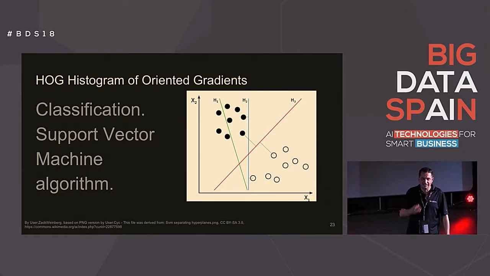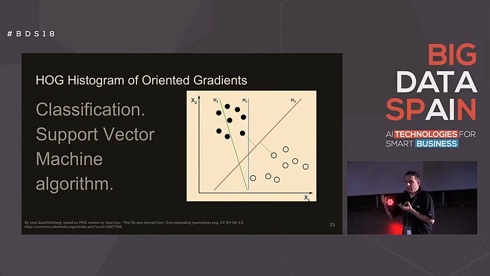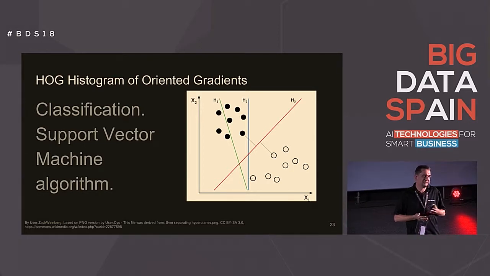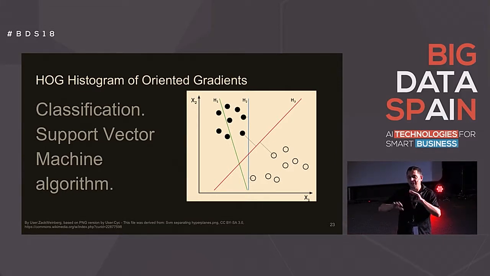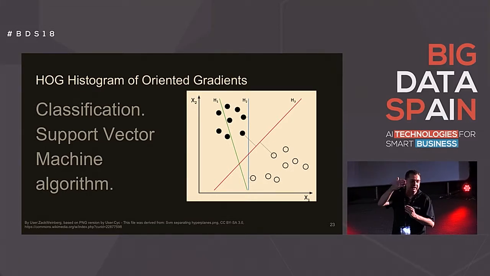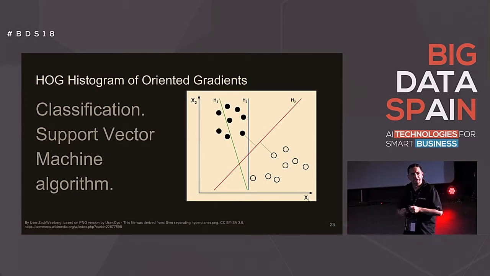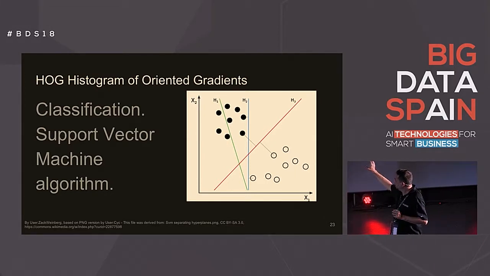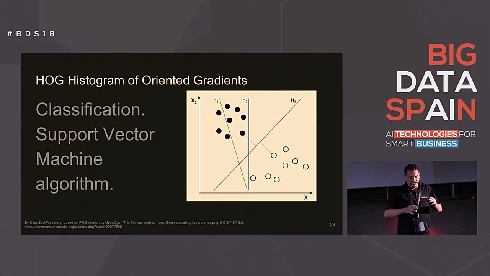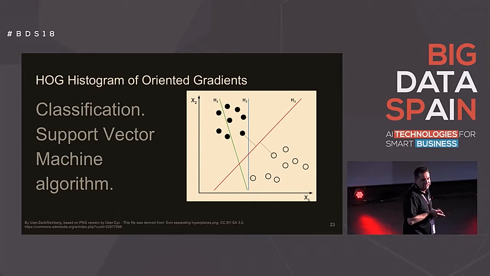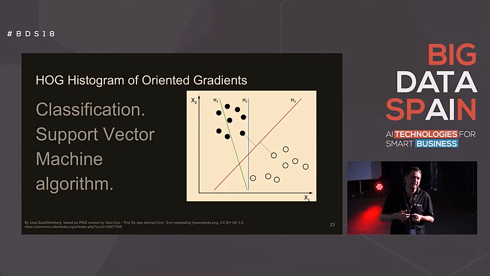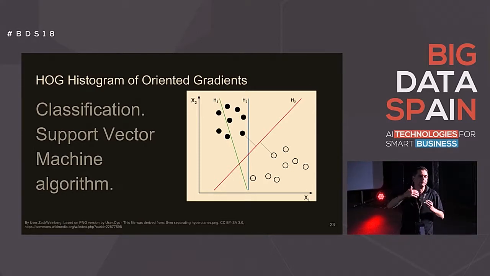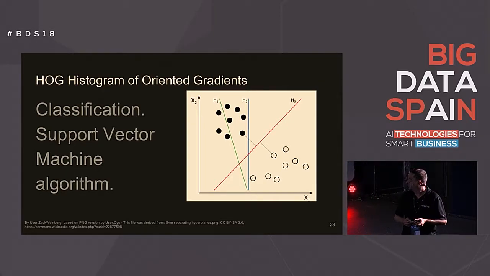Support vector machine is an old algorithm in machine learning, but it's very useful in this case because you can separate the plane into two areas, and in each area you can find faces or no faces in the image. The separation is a hyperplane in n dimensions. In two dimensions it's a line, but in n dimensions this is a hyperplane, a surface in the space of the samples.